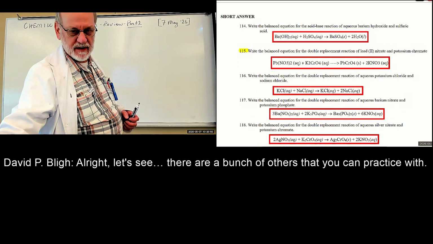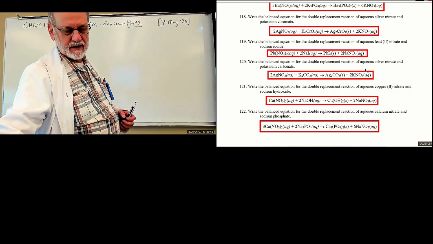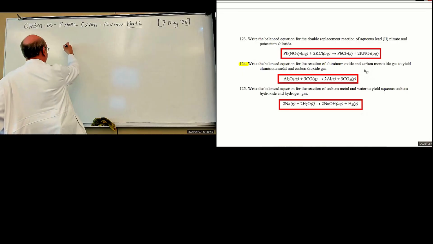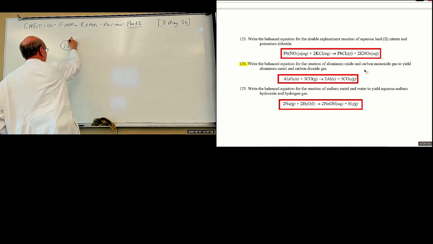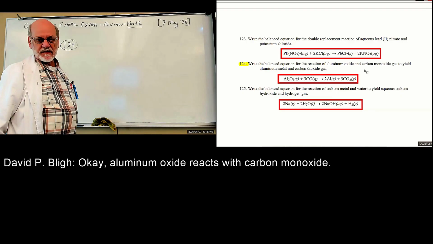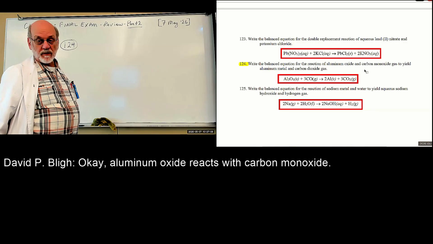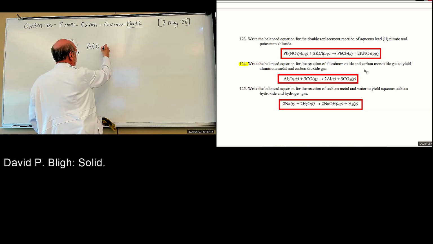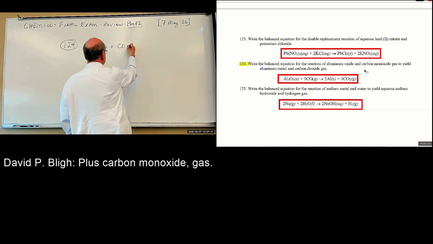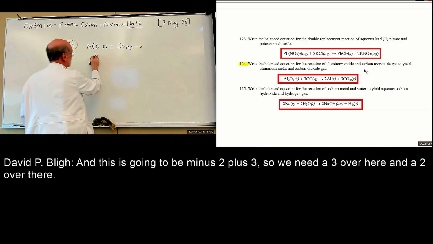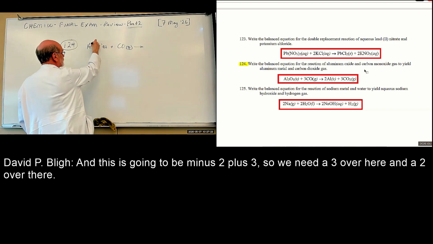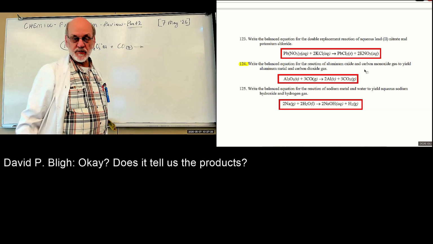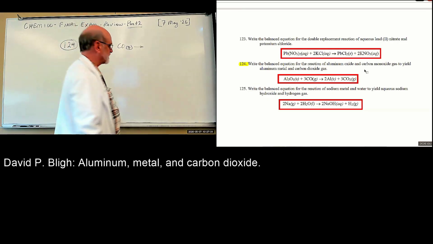All right, let's see. There are a bunch of others that you can practice with. How about 124? Okay, aluminum oxide reacts with carbon monoxide. Aluminum oxide, solid, plus carbon monoxide, gas. And this is going to be 2 minus and 3 plus, so we need a 3 over here and a 2 over there. Does it tell us the products? Aluminum metal and carbon dioxide.